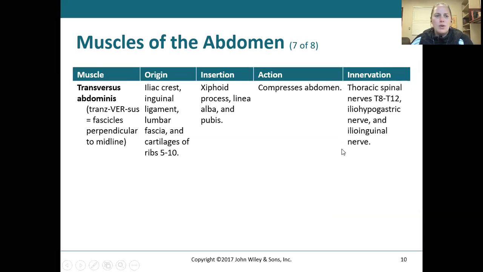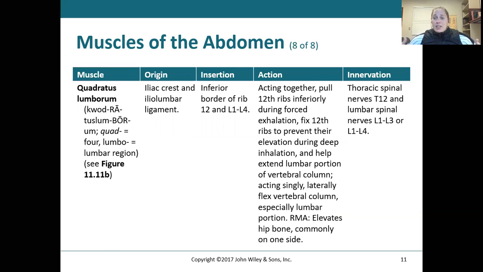Okay. So again, its origin is going to be the iliac crest and iliolumbar ligament. Its insertion is the inferior border of rib 12 and L1 through L4. Its action, acting together, is pulling the 12th rib inferiorly during forced exhalation, fixing the 12th ribs to prevent elevation during deep inhalation, and helping extend the lumbar portion of the vertebral column. Its innervation is thoracic spinal nerve T12 and lumbar spinal nerves L1 through L3, so very much in the lower part of the spine is where those nerves are going to come from and innervate.